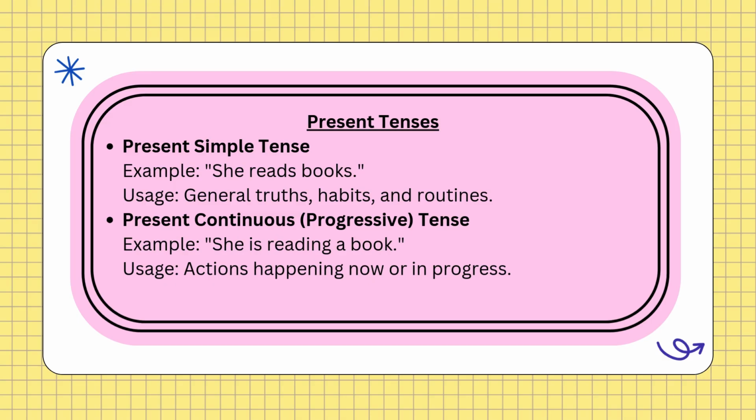Present tenses. Present simple tense. Example: she reads books. Usage: general truths, habits, and routines. Present continuous, progressive, tense. Example: she is reading a book. Usage: actions happening now or in progress.